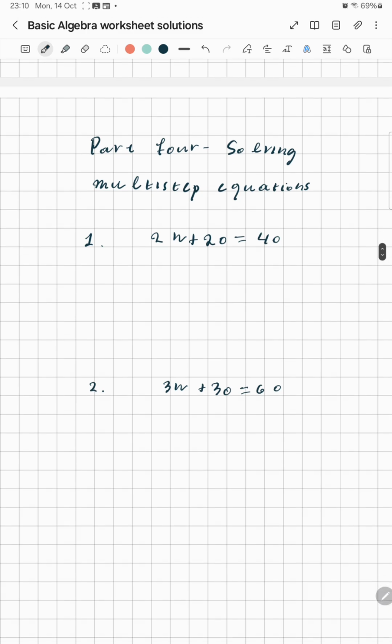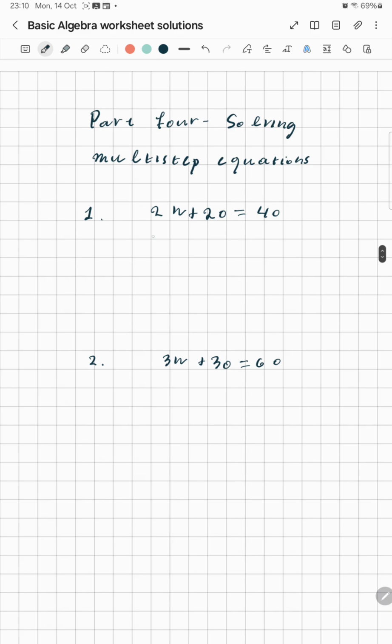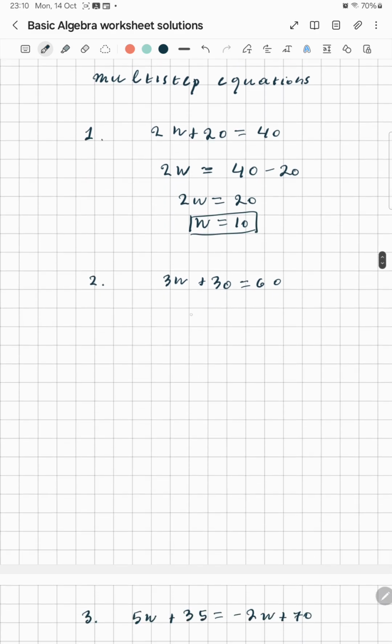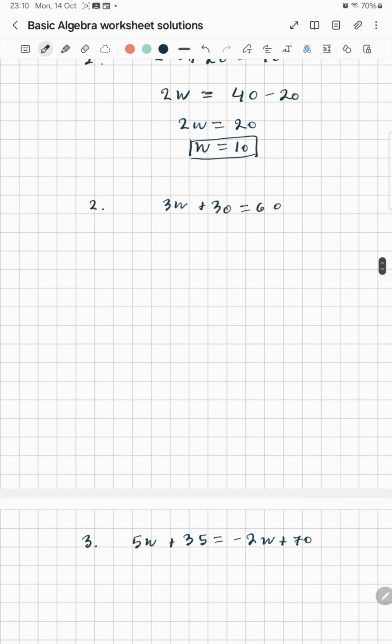For part 4 we need to solve multi-step equations. So we keep the part that is w to the left. We write 2w. And we move the other term, 40 take away 20. 2w is equal to 20, we divide by 2, w equals 10. Here we keep 3w, and we have 60 take away 30. 3w is equal to 30, we divide by 3, w is equal to 10.